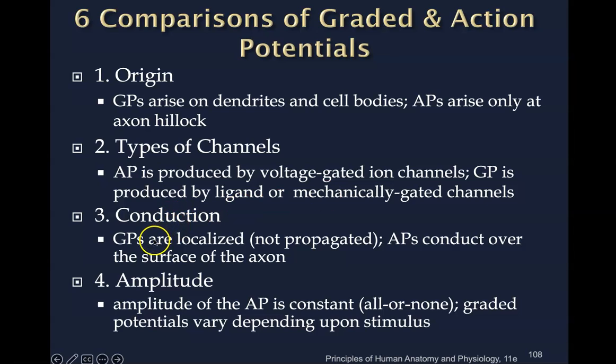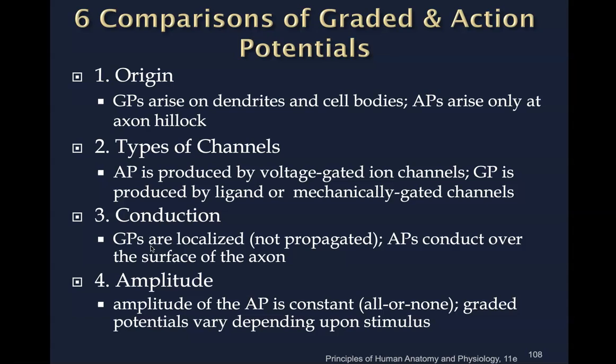Three, conduction. Graded potentials, right, are very localized. They're not propagated down an axon. Again, they're very localized to that one area. Action potentials, of course, are going to be just the opposite, right? An action potential is that all or none. And so once an action potential is initiated, it's going to conduct over the entire surface of the axon. There's no stopping it, right? It's like a freight train.